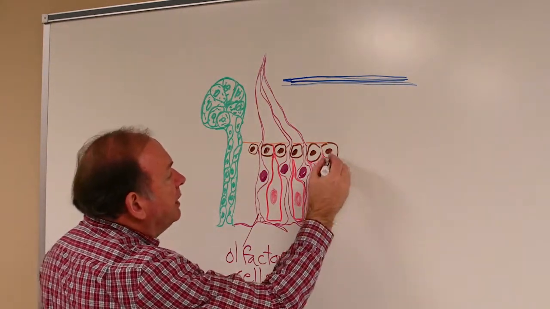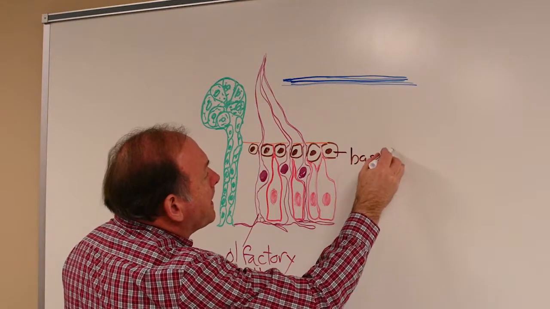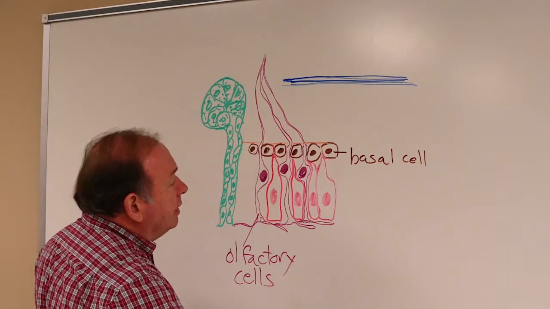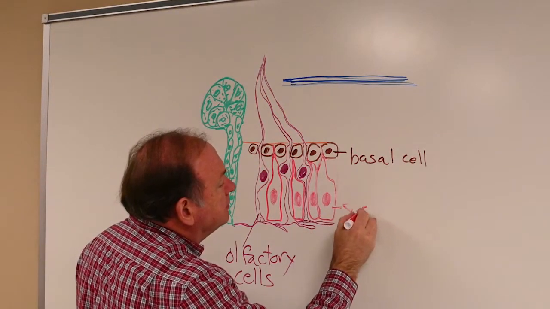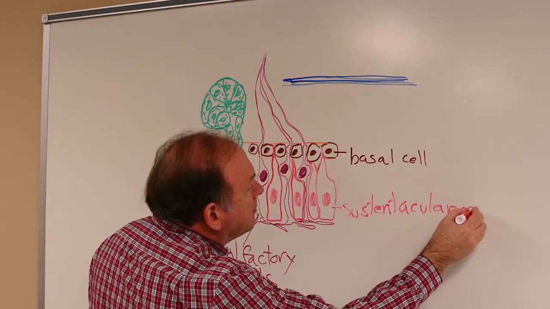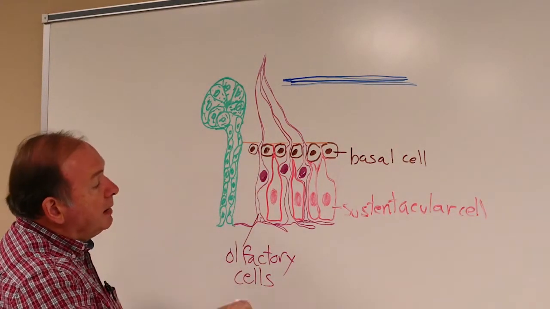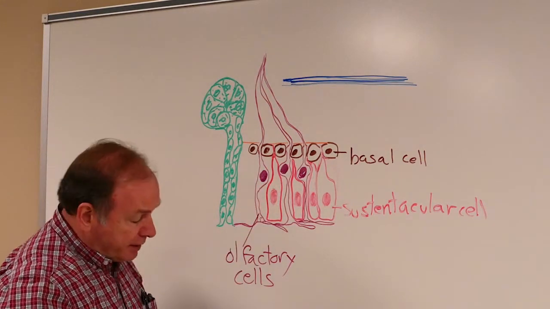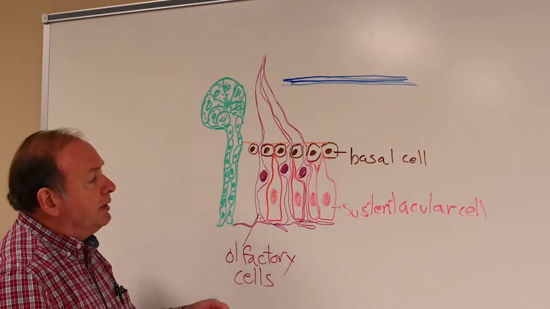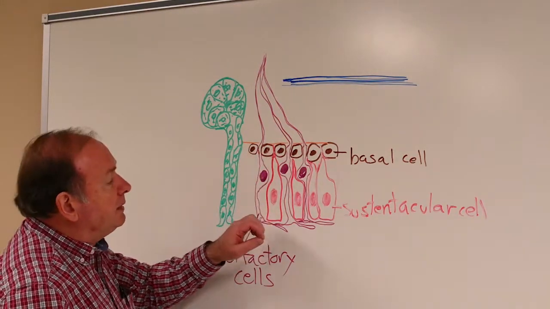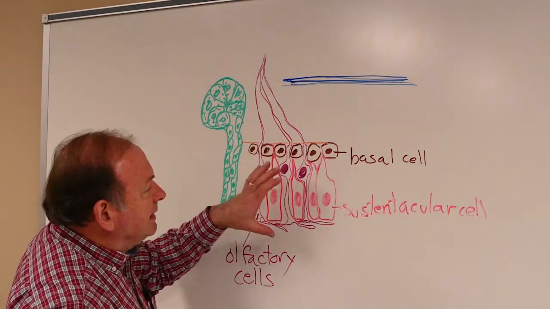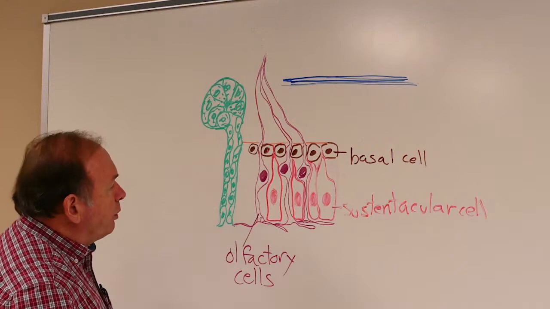So we have basal cells. We have the supporting or sustentacular cells. And olfactory cells make up this layer primarily. There are some brush cells and some other cell types in that zone that are not as abundant and not easily seen in our light microscope preparations.